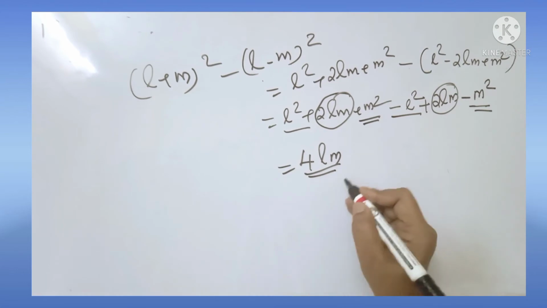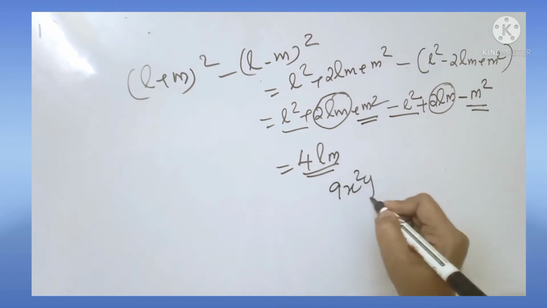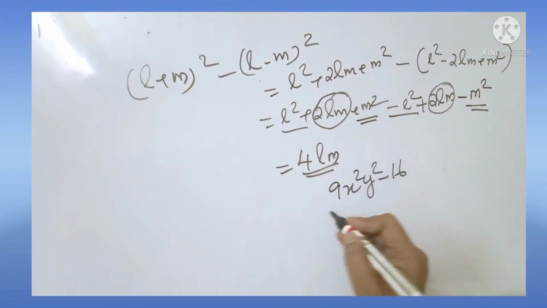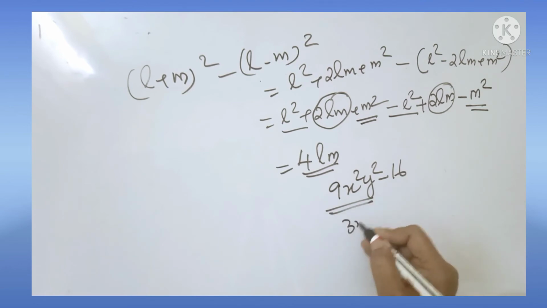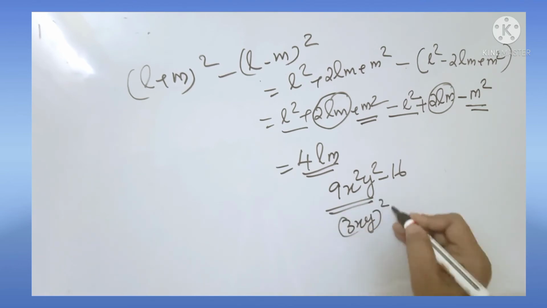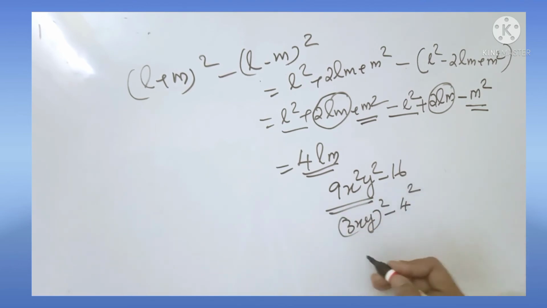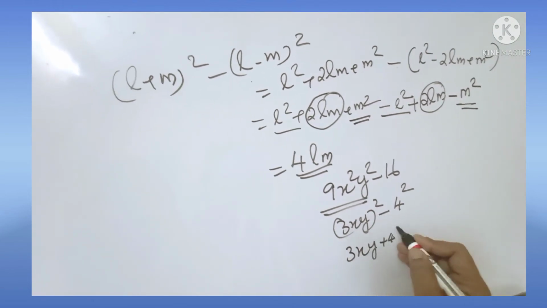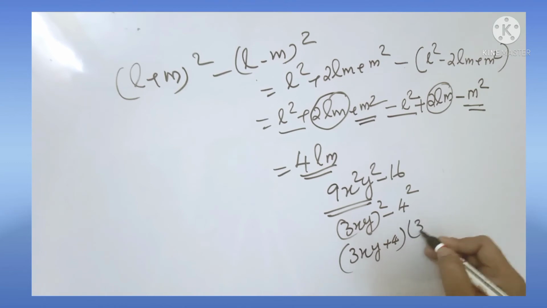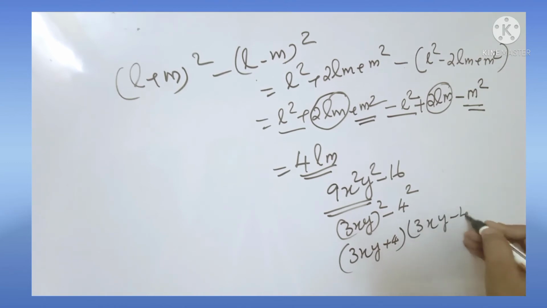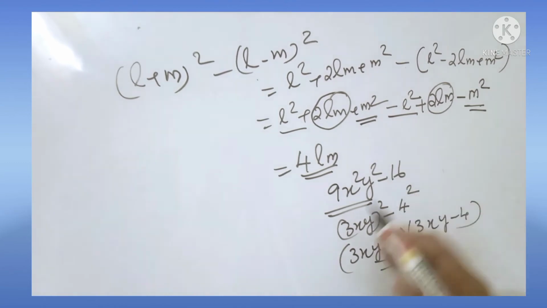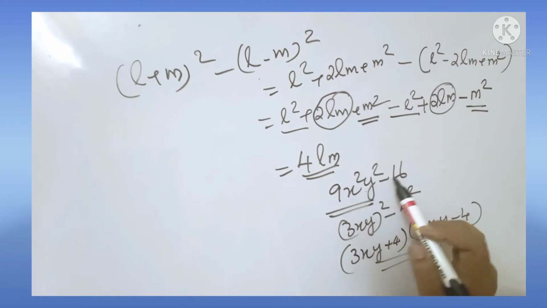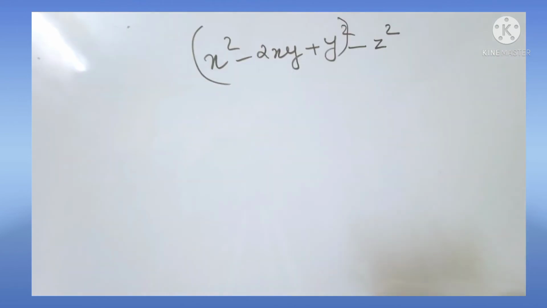9x square y square minus 16. Since 9x square y square is 3xy whole square, minus 4 square, how can we write it? 3xy plus 4 into 3xy minus 4. So that is the factors of 9x square y square minus 16.